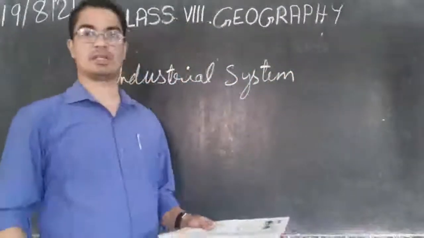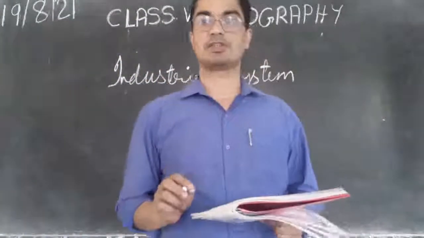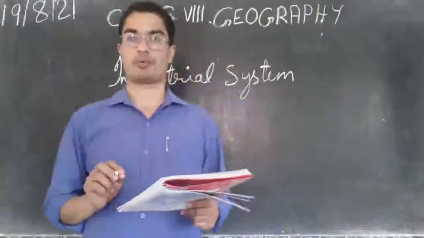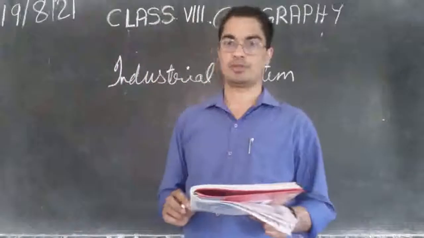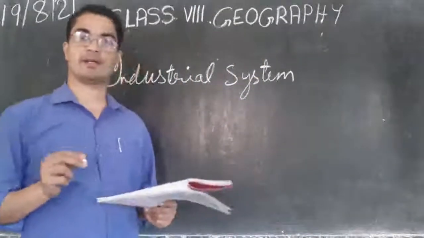So what is this industrial system? That is what we shall see now. An industrial system consists of inputs, processes and outputs. So three things are included in the industrial system. You can underline in your book.